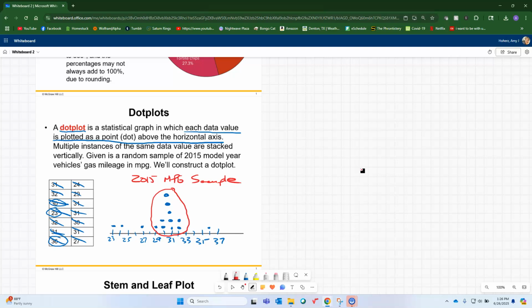Somebody said, what's the highest miles per gallon any of the vehicles in the sample had? Well, that's easy to see. It's up here at 36. Lowest is down here at 23. So you can tell a lot once you get that picture of the data rather than just in the table.